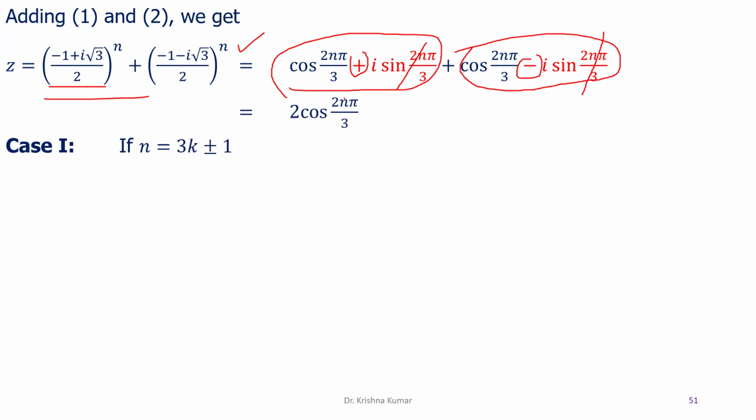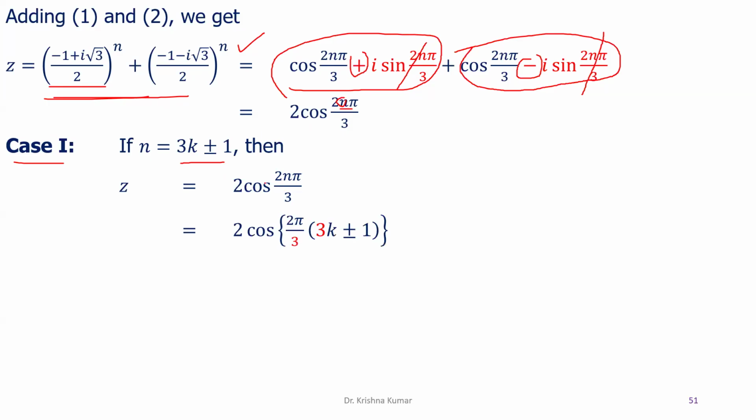Depending upon n, we are able to get different values of z. So let us consider case number 1. If n = 3k ± 1, then what will happen? z is equal to 2 cos 2nπ/3. Let us substitute n = 3k ± 1, taking 2π/3 outside, and n is replaced by 3k ± 1. Now if we simplify, the 3 will cancel, and we get 2 cos(2kπ ± 2π/3). So this is the value of z.